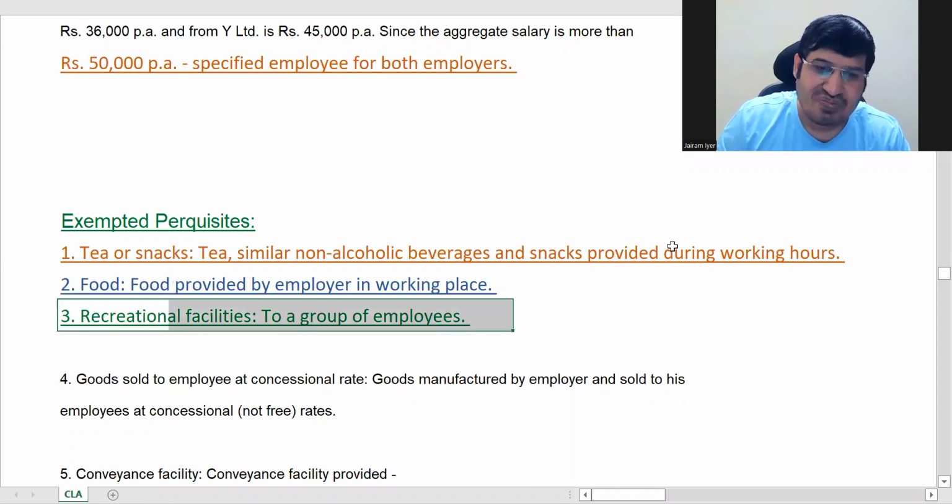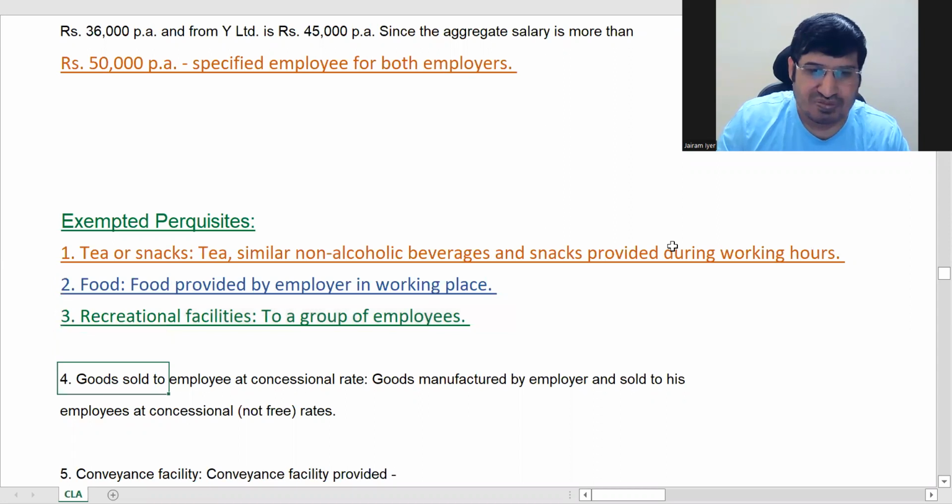Recreational facilities to a group of employees, ठीक है. यहाँ पे मेन थिंग इज it should not be for a specific employee. It should be for a group.